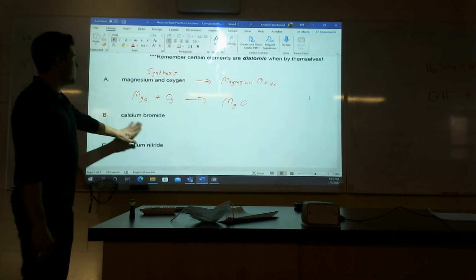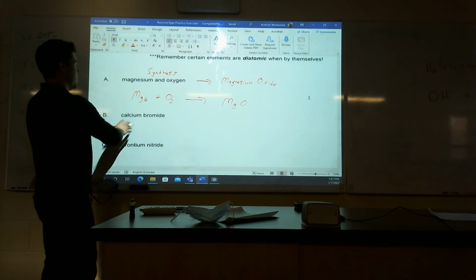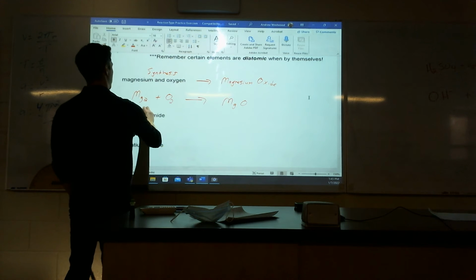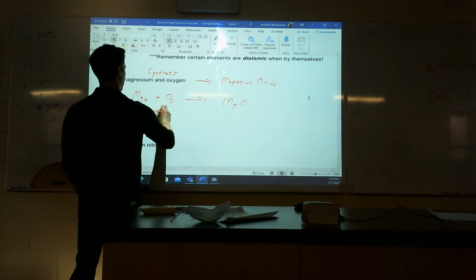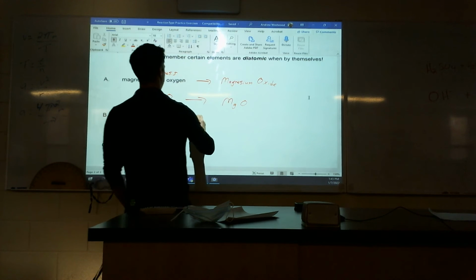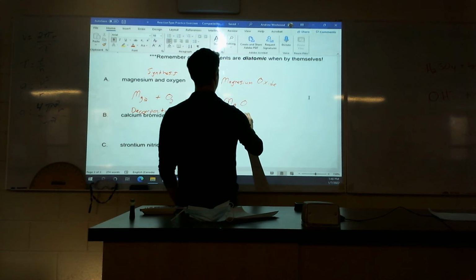Over here, calcium bromide. What kind of reaction? Well, I just have one compound. It's going to break apart, so this is a decomposition. And it is going to turn into calcium by itself and bromine by itself.